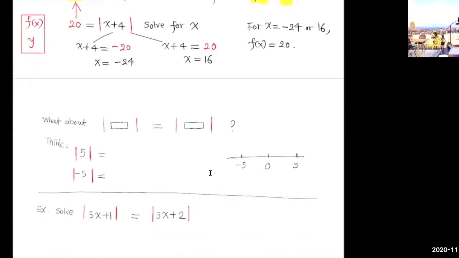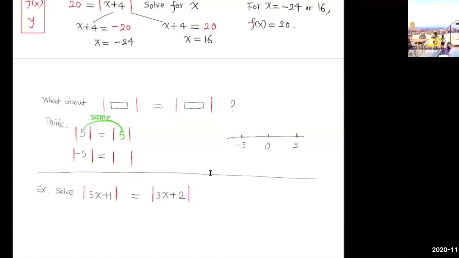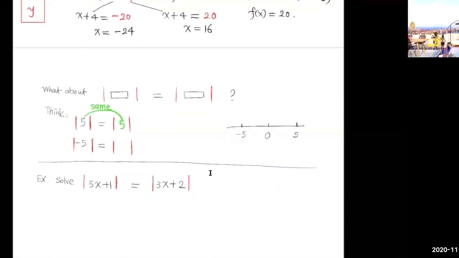Okay, now what about if you have absolute value equal to another absolute value here? So how can I solve it? How can two absolute values be equal? We know absolute value of 5 is equal to absolute value of, okay, let's think about it. If two numbers have the same absolute value, they might be the same, then they have the same absolute value, right? Or another possibility is they are opposite.